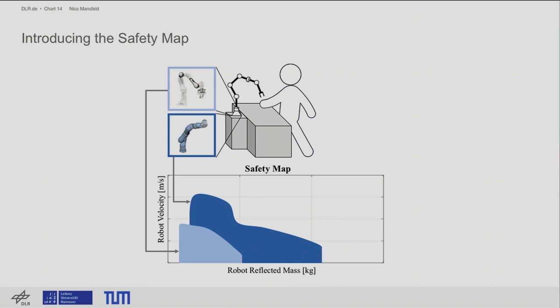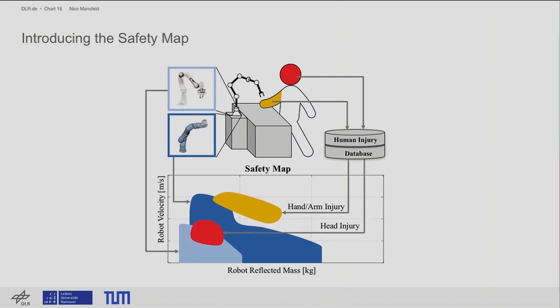And now we want to relate entire robot designs to available human injury data. Here we have two examples of robots: the Franka Emika and a DLR lightweight arm. In the safety map, we can have the overall representation of the robots in terms of a mass-velocity range or a task-specific subset. And of course, we also need the human injury data, so we have a human injury database, and from this database, we can generate these mass-velocity representations.